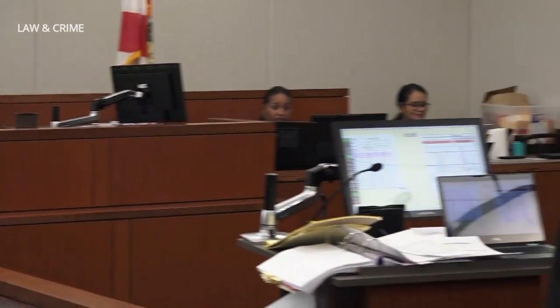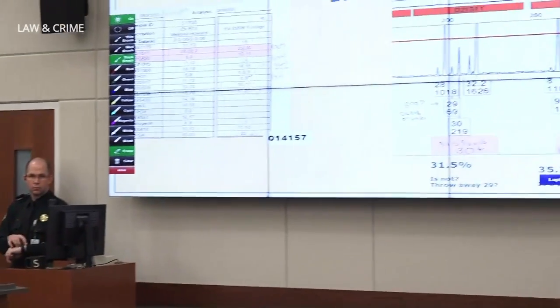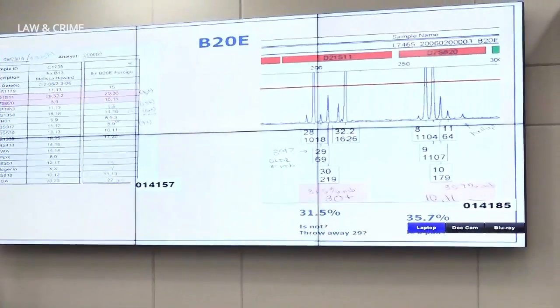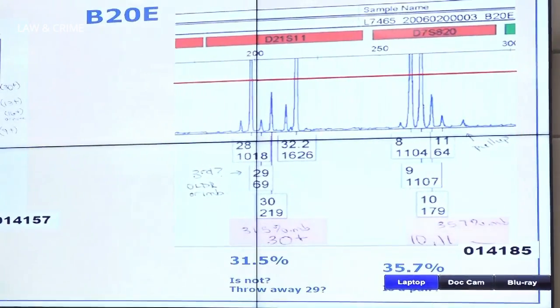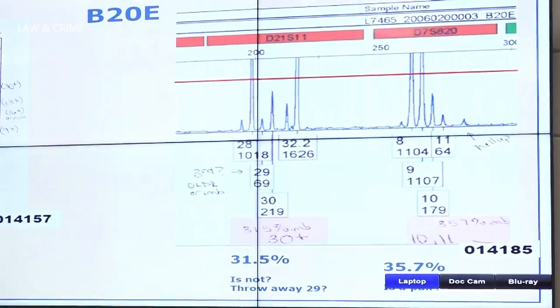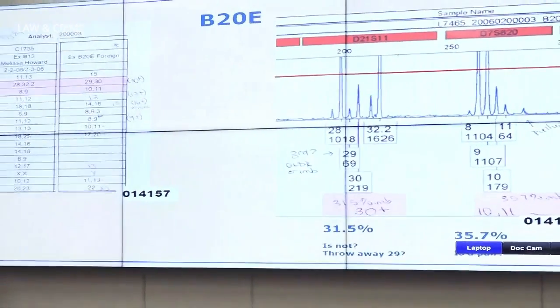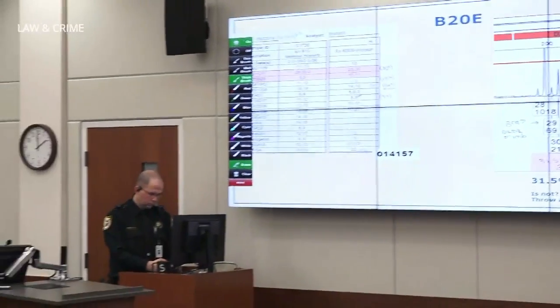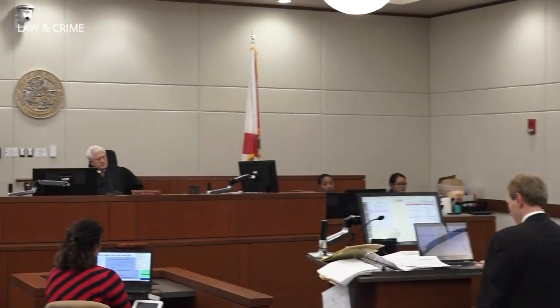So up here at D21 and D7S, 31.5%, it's not a pair, the 29 and 30. Is that correct? Well, they could be, or they could not be. It could be from the instrument. Okay. But you didn't use a 29-30 as a pair in your calculations. No, I did not. And right there at D7S, 35.7 is a pair. Yes.